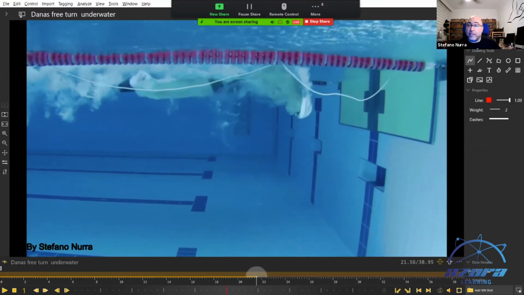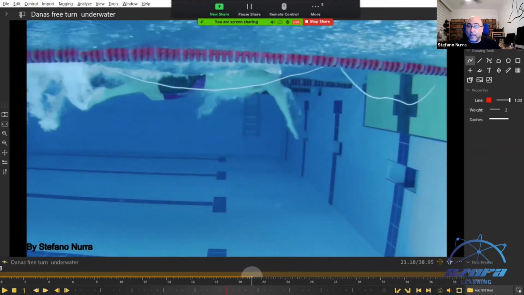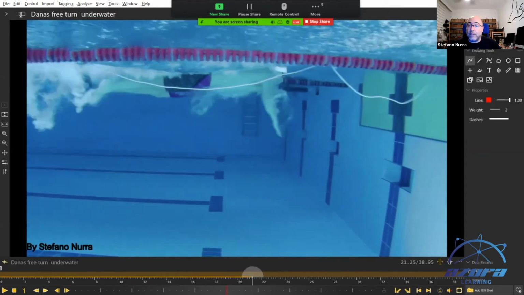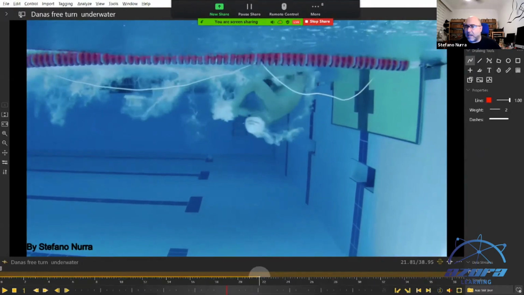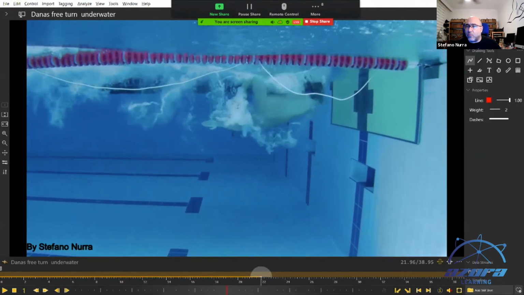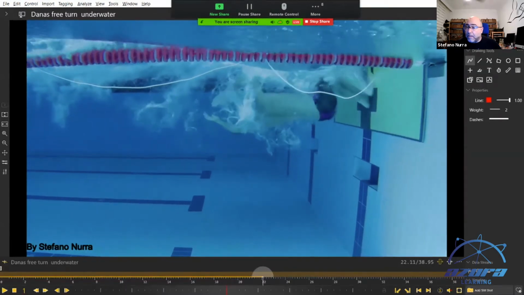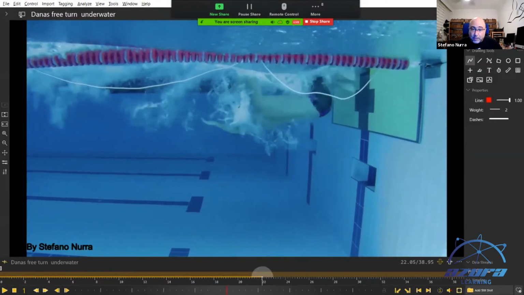So you can see this guy is coming. It isn't perfect, but the rotation is fast enough. You can see he doesn't need to move the arms too much. But if you check, now I try to zoom in a little bit more.